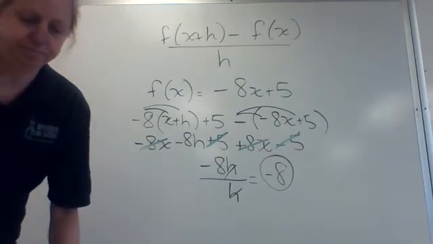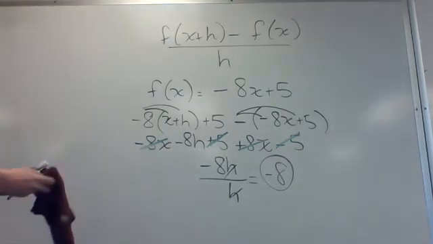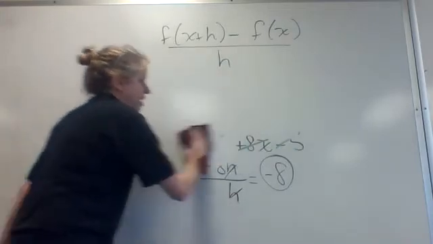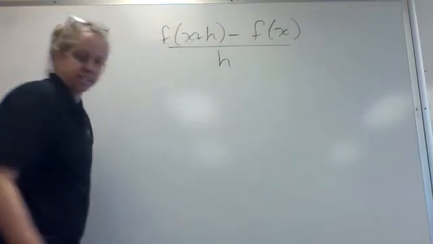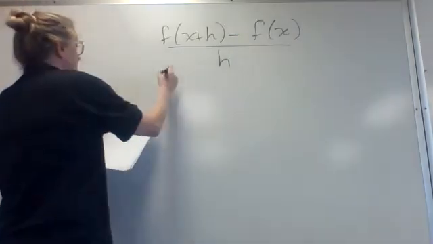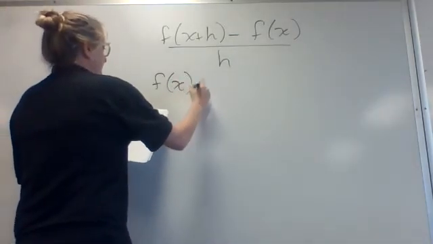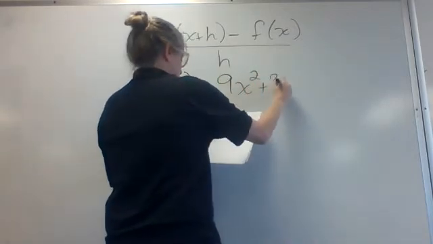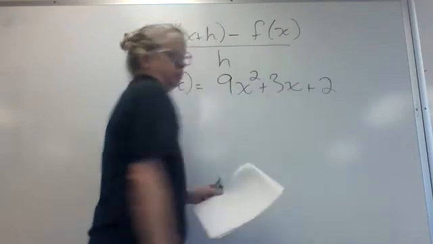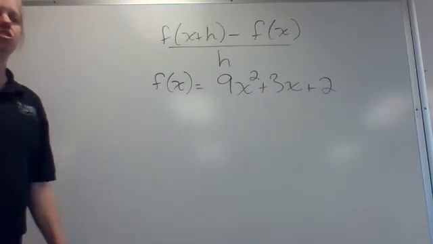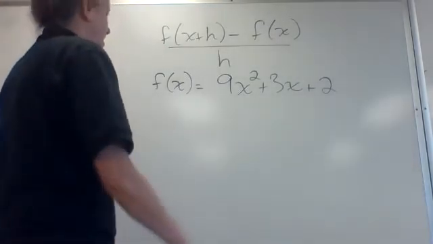All right, last one. Another difference quotient. But this one I have to work out because x is not just x, it's going to be x squared. So f of x equals 9x squared plus 3x plus 2. Okay, the process is going to be the same. It's just that the numerator is going to be a little more difficult to simplify.